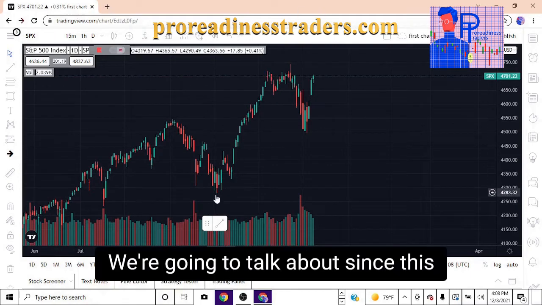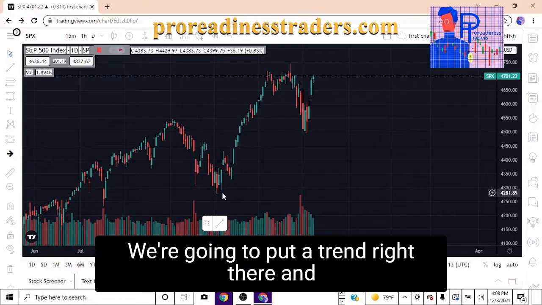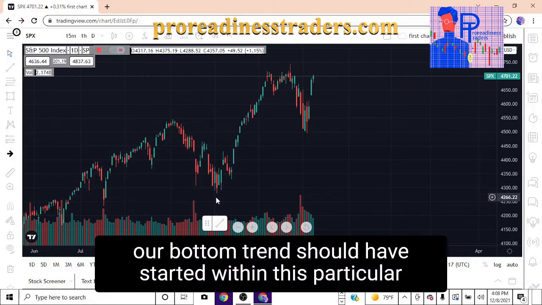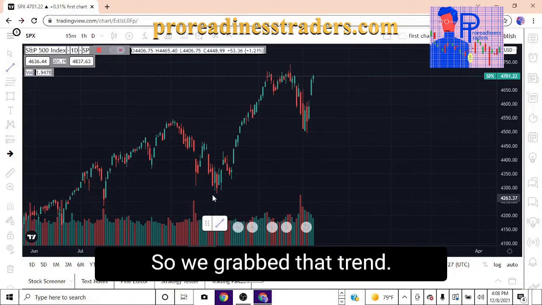We're going to talk about, since this is a low area right here, this is a swing up, we're going to put a trend right there. And we're going to try to figure out where our bottom trend should have started within this particular market, and market day and time as well. So we grabbed our trend.